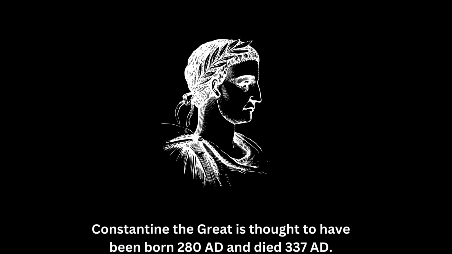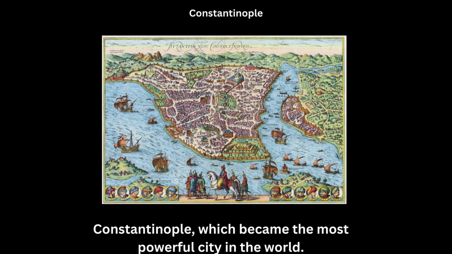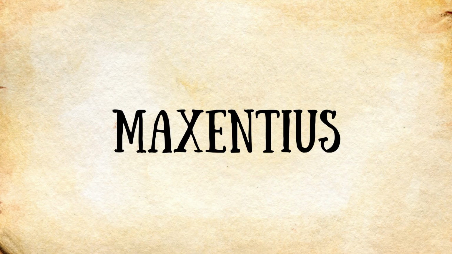Constantine the Great. Constantine the Great is thought to have been born in 280 AD and died in 337 AD. He is most known for making Christianity the main religion of Rome and created Constantinople, which became the most powerful city in the world.